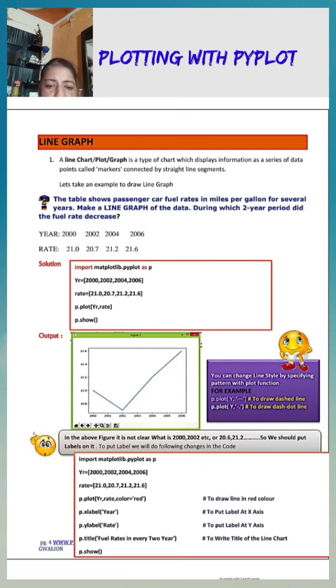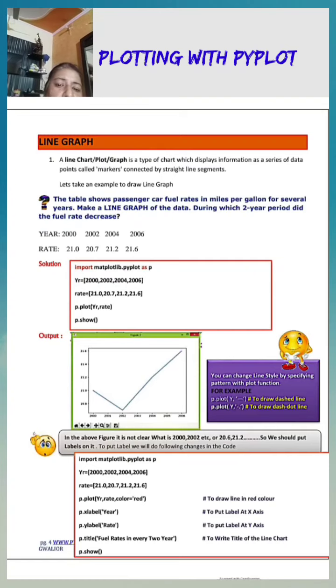The color of the line is red. Labeling of the x-axis and y-axis I have used. Clear? And the title of the plot also I have used, fuel rate in every 2 years. Clear?